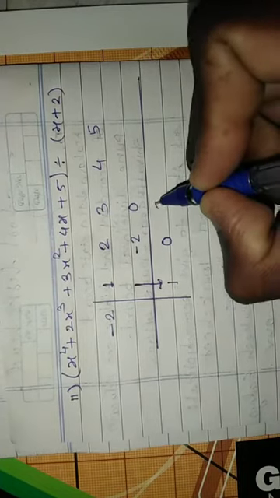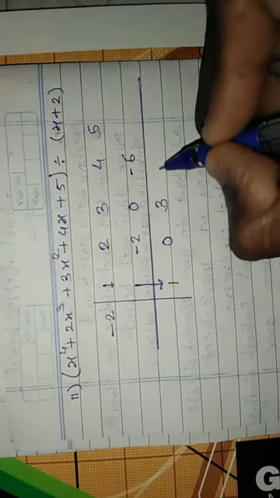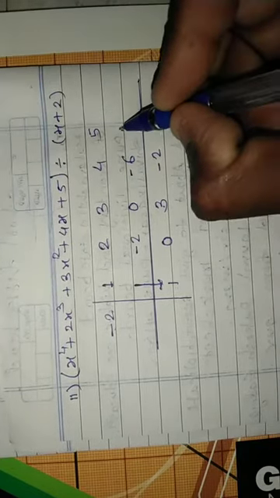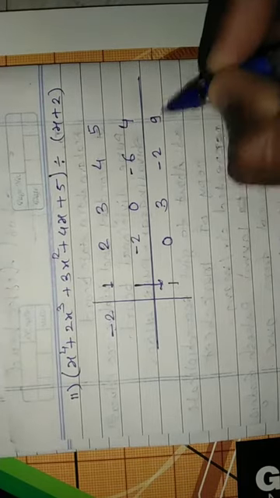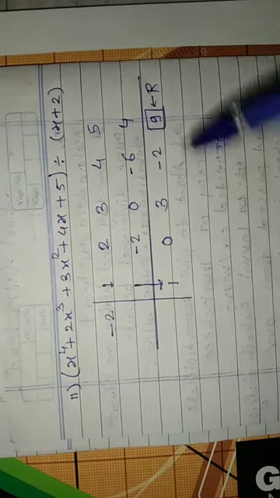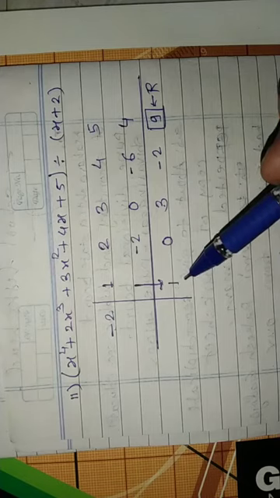3 plus 0 is 3. Then 3 into minus 2 becomes minus 6. 4 and minus 6 means minus 2. Now minus 2 into minus 2 becomes plus 4. And 5 plus 4 is 9. This last number indicates that this is your remainder. And from the remaining numbers we write the quotient.